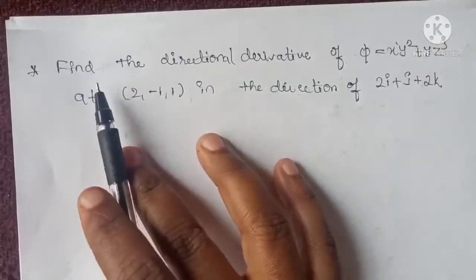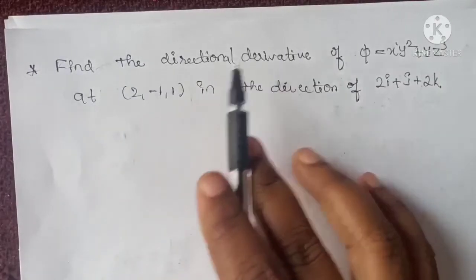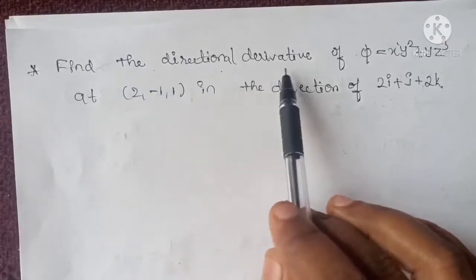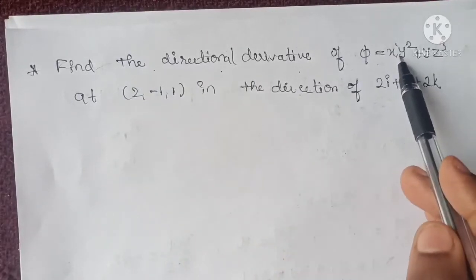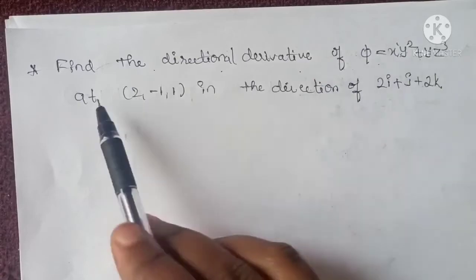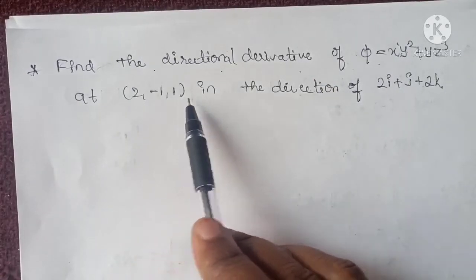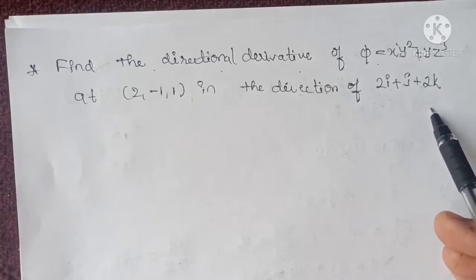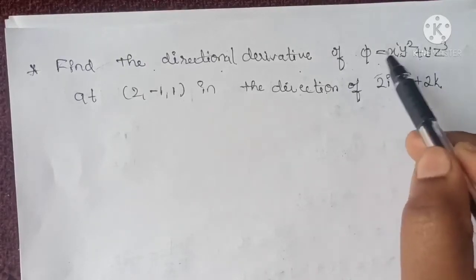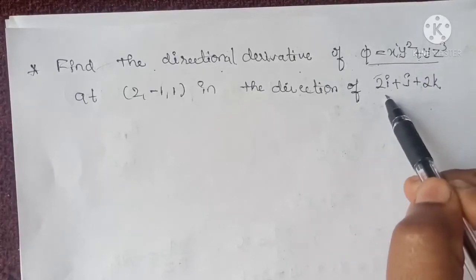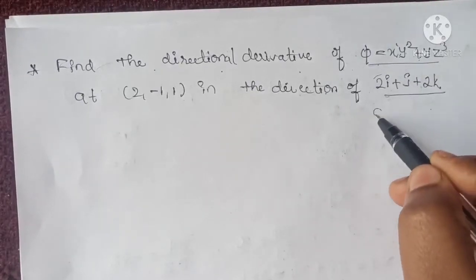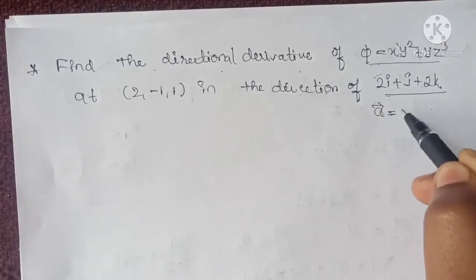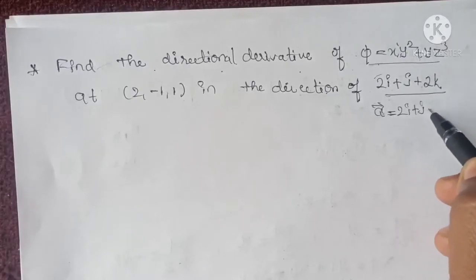Next problem is on the directional derivative. Find the directional derivative of phi equals xy square plus yz cube at the point (2, -1, 1) in the direction of 2i plus j plus 2k. So here we have to find the directional derivative for this surface in the direction of 2i plus j plus 2k. That is, here we take a vector a equals 2i plus j plus 2k.